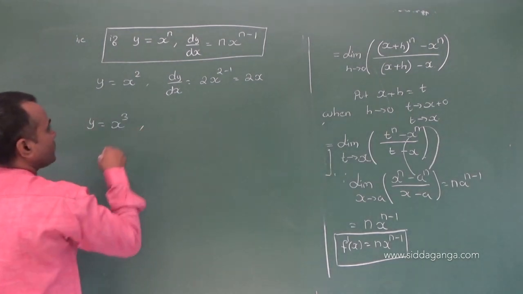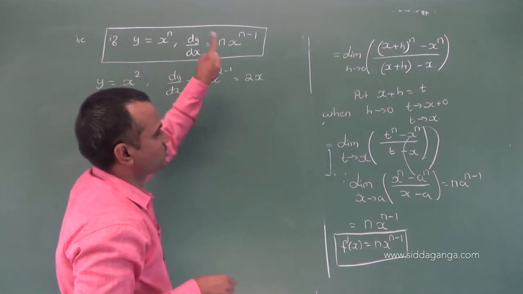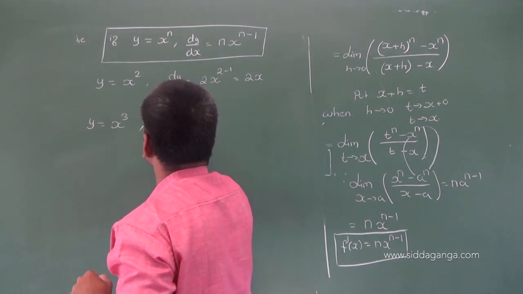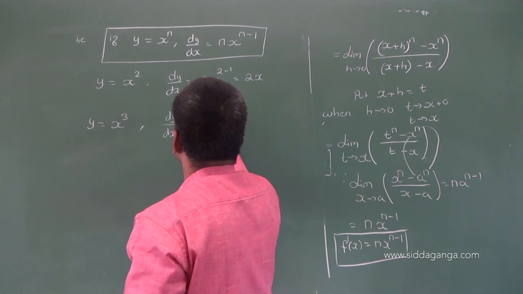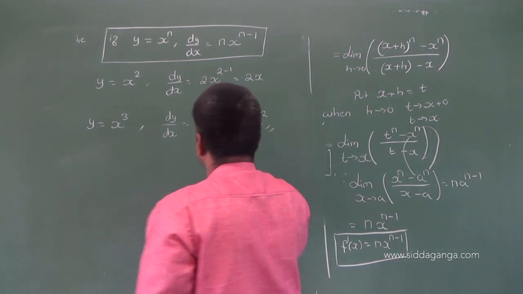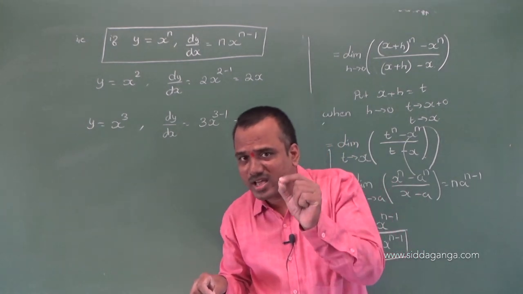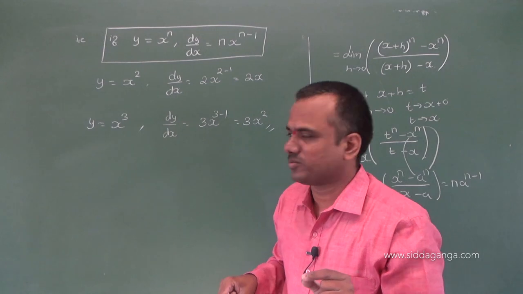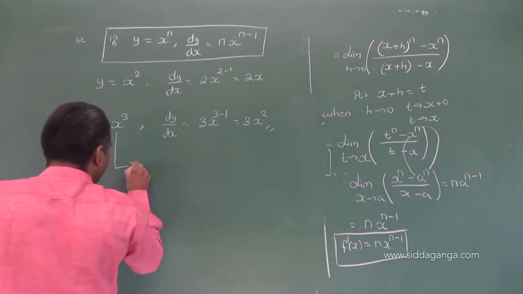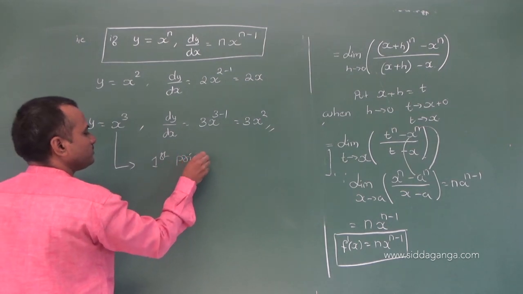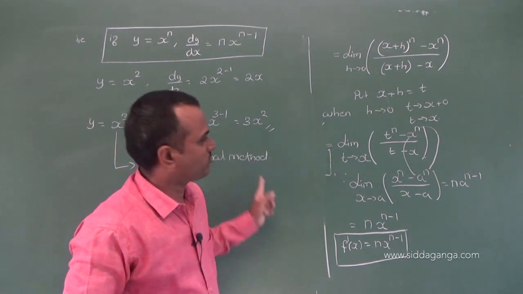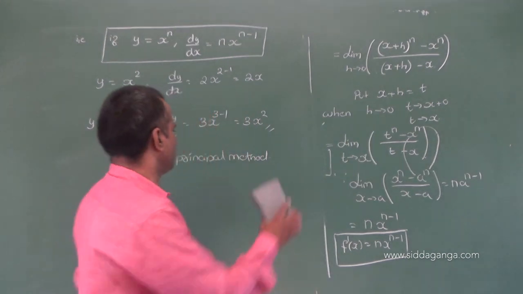According to this formula, y is equal to x to the power n, dy by dx is what? N into x to the power n minus 1, okay? So dy by dx is 3 into x to the power 3 minus 1, just 3 into x square. If he simply asks the derivative, we use this formula. Suppose he asks, find the derivative of x cube using the first principle method, we don't refer to this one. We solve by using that concept. Got my point?